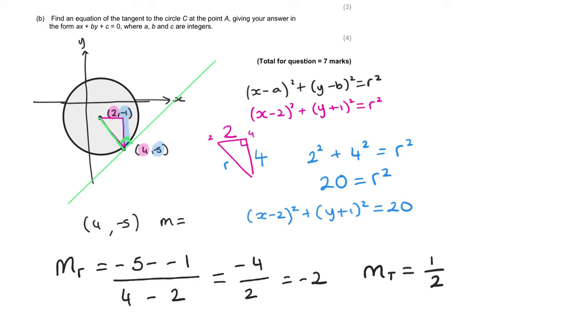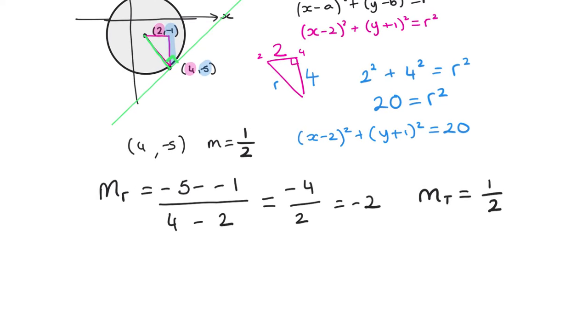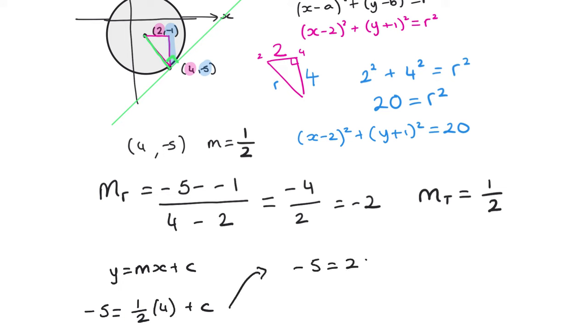Okay, so now I have a gradient and a coordinate. Can I now find an equation of a straight line? Absolutely. So remember, some people do this in different ways. I'm going to use y = mx + c. So −5 equals a half lots of x plus c. So −5 equals 2 plus c, so c equals negative 7. So now if I write this out, I'm going to get y = ½x − 7.